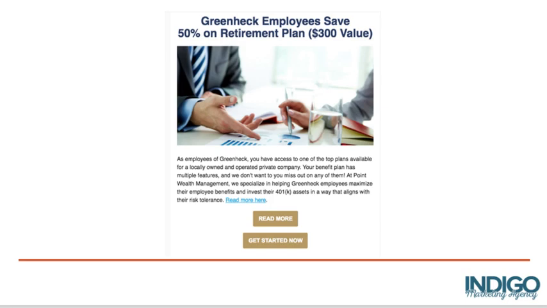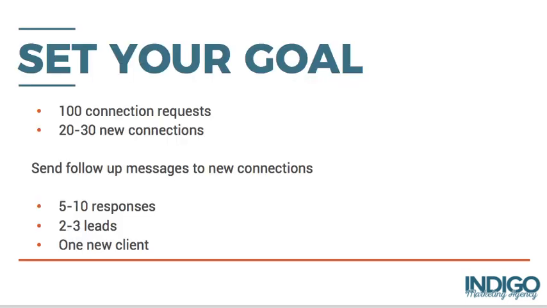And so this process is really effective when you employ it on a regular basis. And here's some ideas of the metrics that you can expect. So if you send 100 connection requests, like I said, you can expect 20 to 30 new connections. And this is great because these people remain your connections over time. So you're growing your network and they'll see everything that you post in the future. So even if they don't take action with you now, they may take action with you at some time in the future. And then you send the follow-up messages to all 20 or 30 connections.